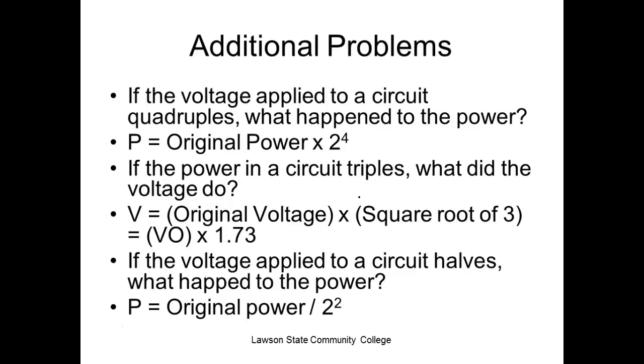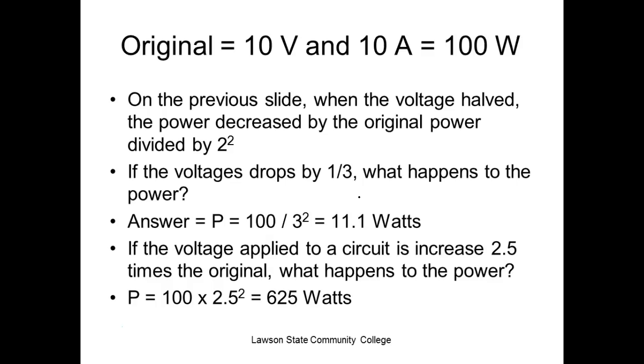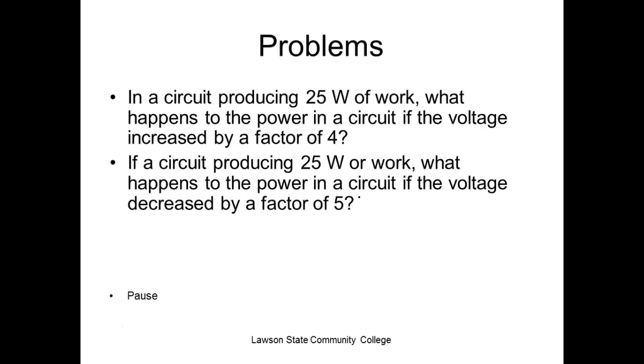If the voltage applied to a circuit quadruples, what happens to the power? We already know that, right? If power in the circuit triples, what happens to the voltage? If the voltage applied to the circuit halves, so we're okay there. On the previous slide, we learned that when the voltage halves, the power decreases by the original divided by what? Okay. Now this is what comes in. If the circuit produces 25 watts, what happens to the power? Everybody okay here, right? Okay.